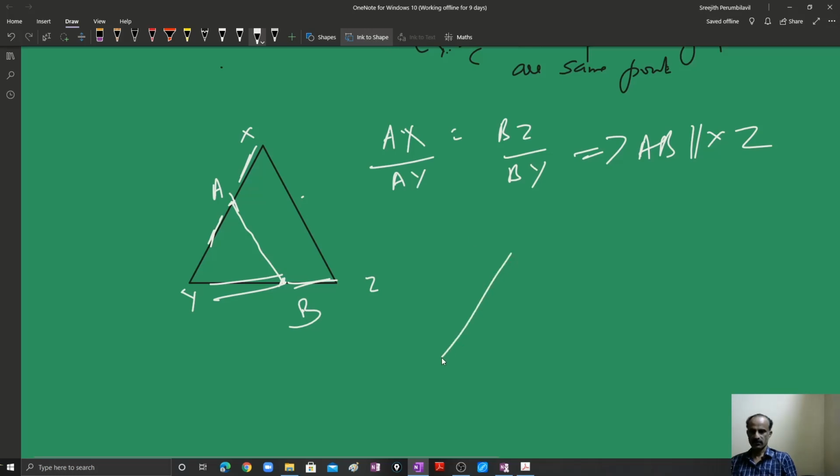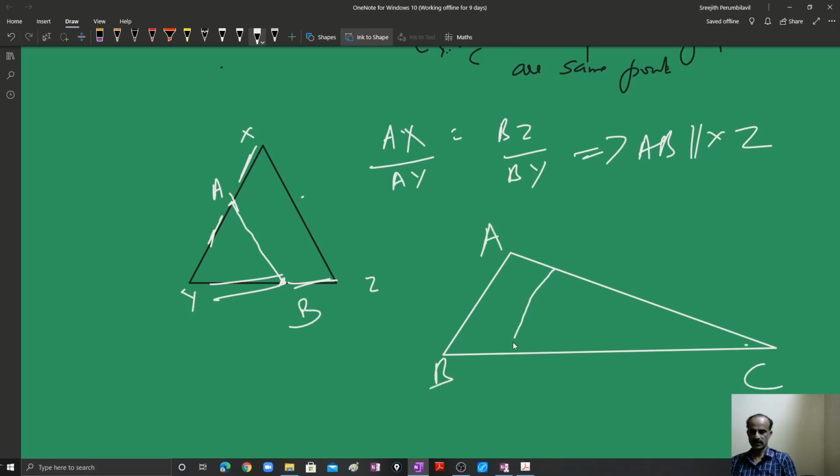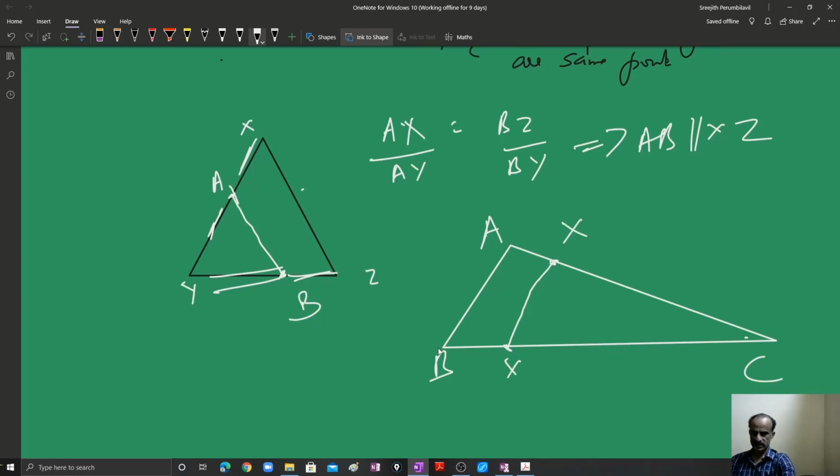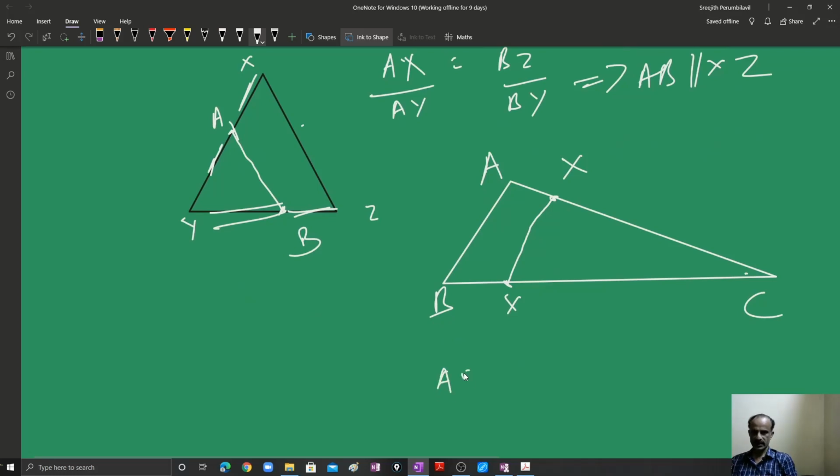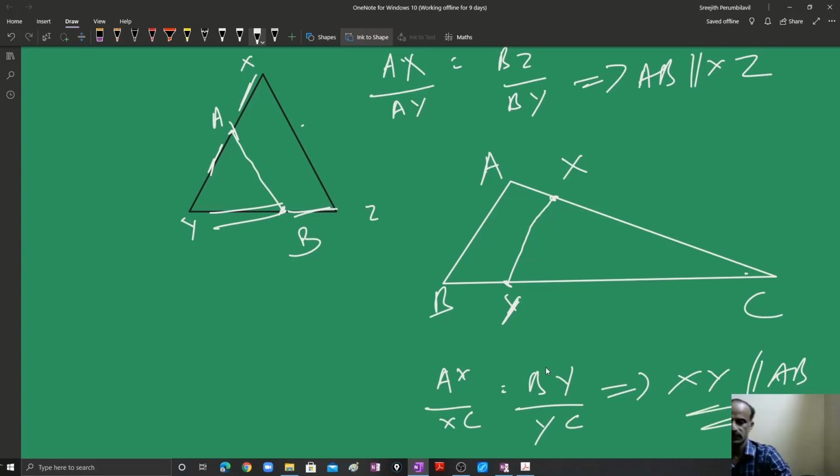And let me draw one more figure here. I name it as ABC, and there is a line. What happens? It divides. I'm not going to tell anything. I just say that AX by XC is the same as BY by YC. What does this imply? XY is parallel to AB. So this is the converse of BPT. We will come back to the other questions.